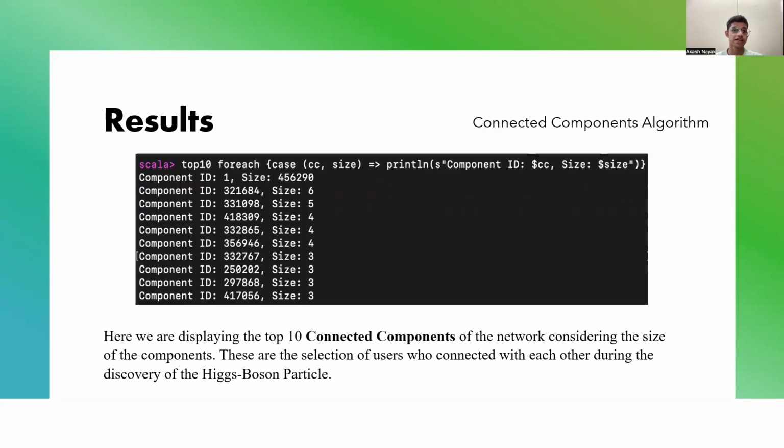So coming to the next result, that is the connected components. We have used the connected components algorithm of GraphX to find the clusters in the social network. So here are the top 10 clusters in the social network arranged in decreasing order of the size of the clusters. So here the component ID is basically the lowest numbered node present in the cluster, and size is the number of nodes present in that cluster.